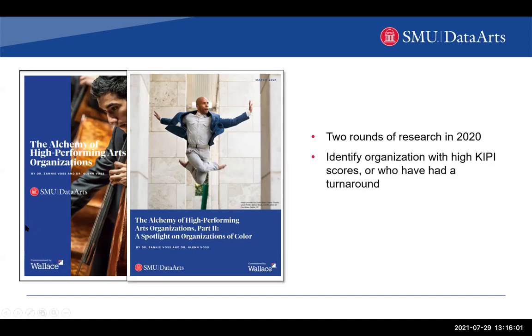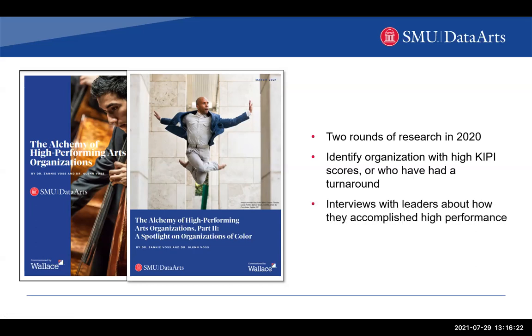For both of these studies, which were undertaken in partnership with the Wallace Foundation, our research team started by looking at KIPI scores for organizations and identifying organizations who either ranked very high in terms of their KIPI scores or who had experienced a turnaround, i.e. a marked increase in their scores over the last several years. Once these organizations were identified using data from the KIPI dashboard, our research team conducted structured interviews with leaders from the organizations about their strategies for success. Then our researchers translated what they learned in those interviews into a model of the alchemy of high-performing arts organizations.